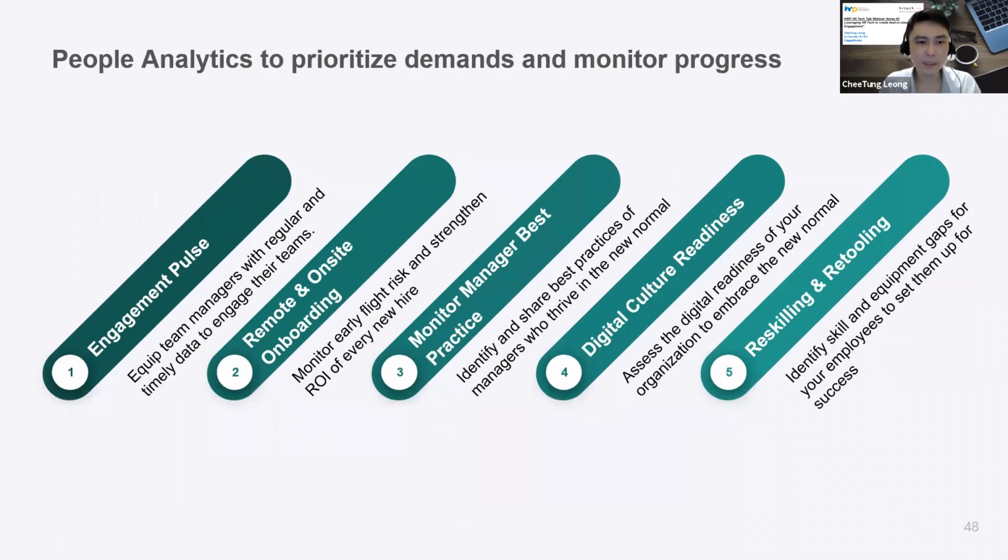So these are just some areas: being able to run engagement pulse surveys; for those of you who have the fortune of hiring new people, to run remote and on-site onboarding feedback; and to monitor your manager best practice. Another good example is a company that tracked their manager one-on-one data and found that the frequency of these one-on-ones correlated very strongly with engagement. We also want to make sure that we're digitally ready. And then finally, to equip our teams and team managers with the right skills and set them up for success. Next slide, please.